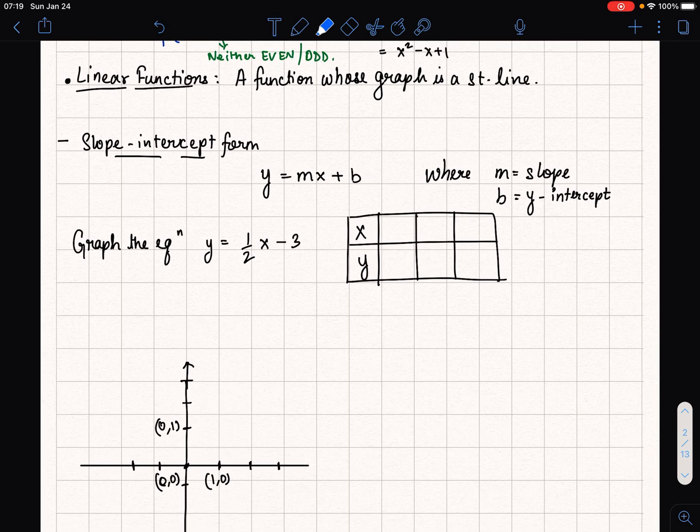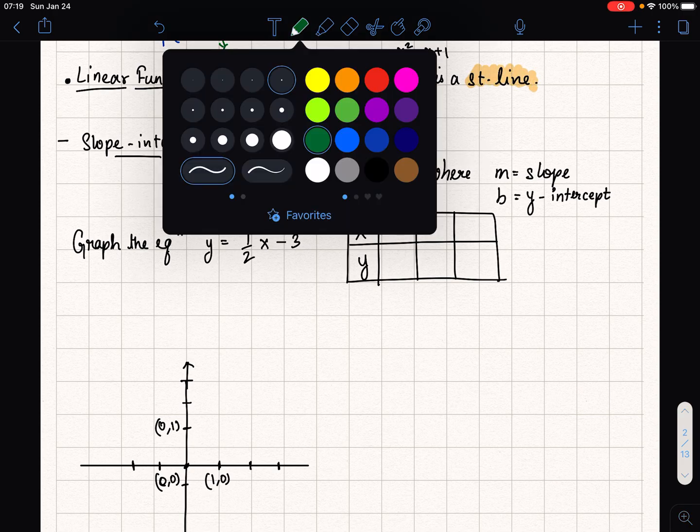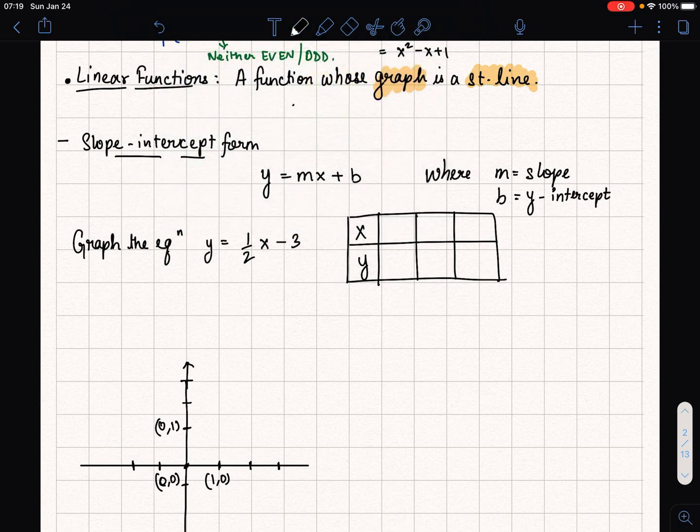Now we come to another concept known as linear functions. A function whose graph is a straight line is known as a linear function. Or algebraically, a linear function is a function where f of ax plus by can be written as a times f of x plus b times f of y.